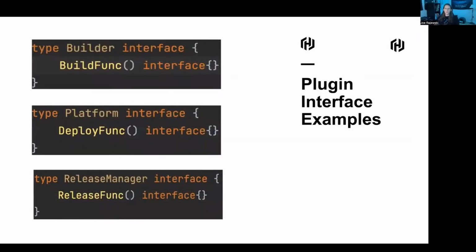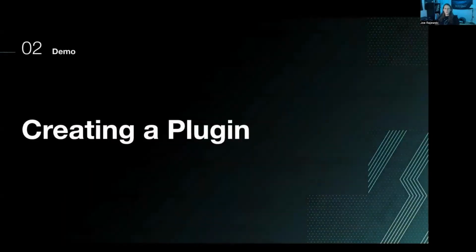So here's just a couple examples of those interfaces. Build, deploy, and release are the highlights of the Waypoint lifecycle, but these are what those interfaces look like. And these code snippets are pulled from the Waypoint plugin SDK. Basically, in your Waypoint plugin, if you implement these interfaces, then your plugin can act as a builder if it implements the build func function and returns an interface, and so on here with platform. If it implements deploy func, it becomes a platform plugin, and release manager requires a release func. But let's get into a demo and I'll show you all how to make a plugin.